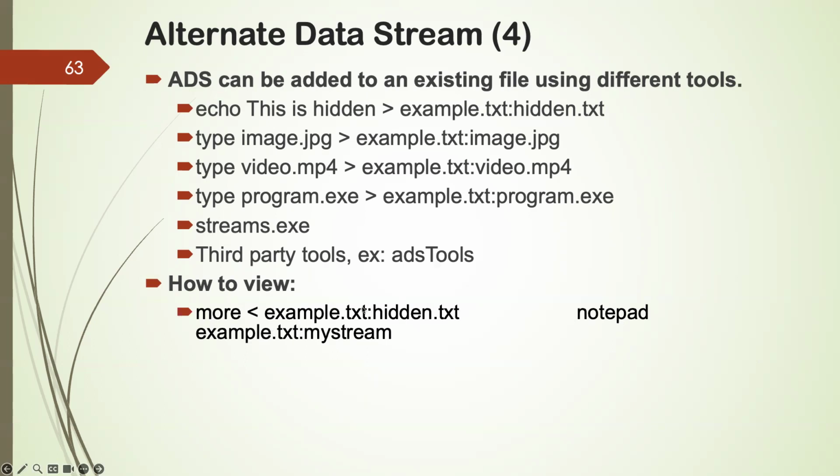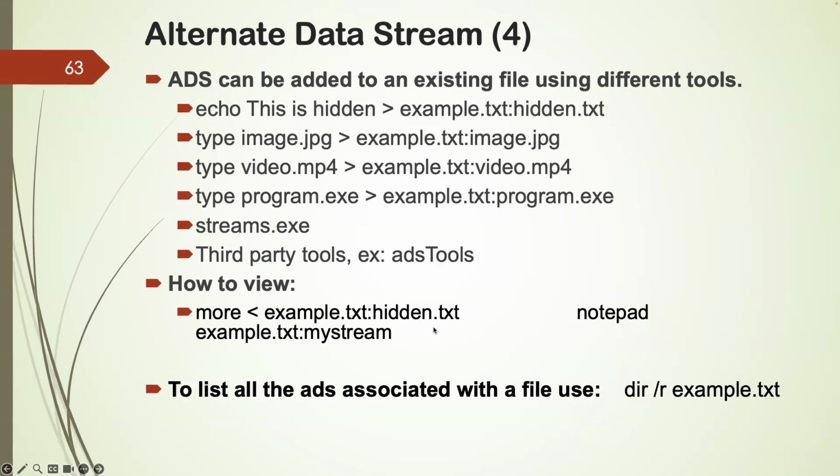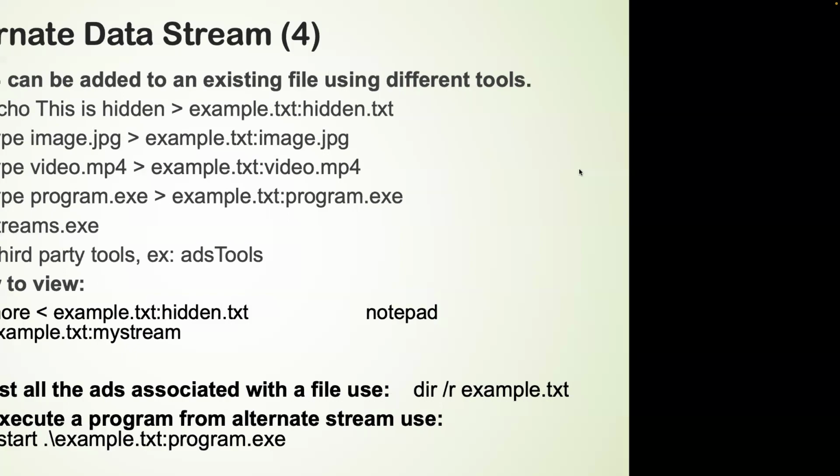When you want to view the data from this particular stream, you can use the more command: more, then the greater than sign and example.txt, the file that you want to get the data from, and the stream that you want to read. If you don't provide any name here, it will retrieve the data from the default stream. But if you have a hidden stream in a file, you can get the data from that hidden stream using this command. And if you want to list all the streams that are there in one particular file, just use this dir command. So let me show you guys a demo of this.